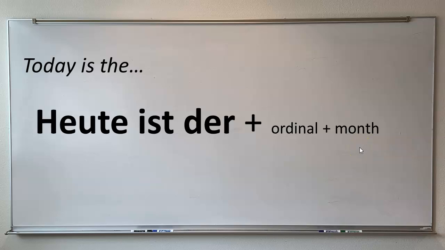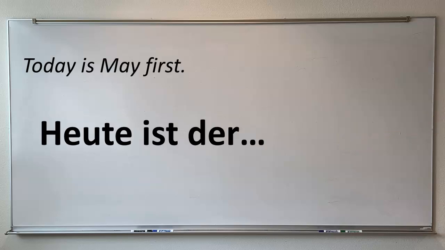If I wanted to say today is January 15th, I would say heute ist der 15. Januar. Remember 15, add the te, 15. If I want to say today is December the 2nd, heute ist der 2. Dezember, and that's it. You can do it. So let's look at some examples.